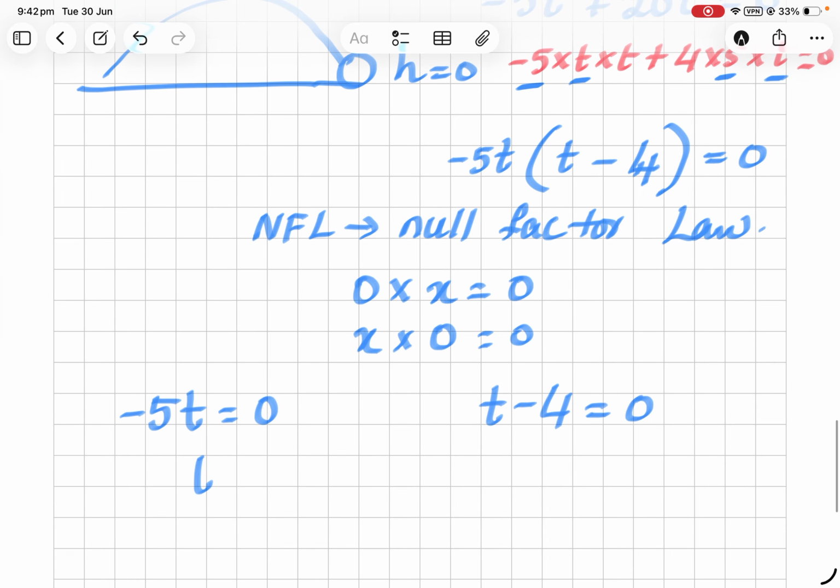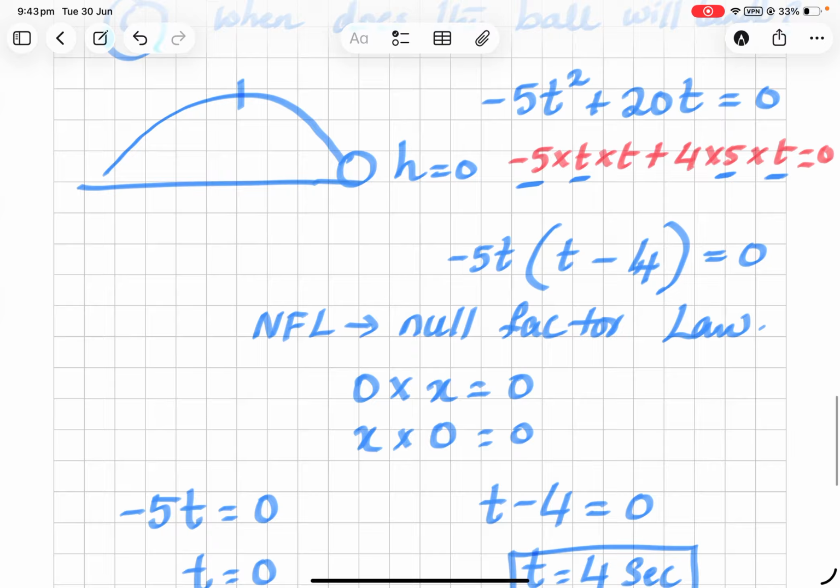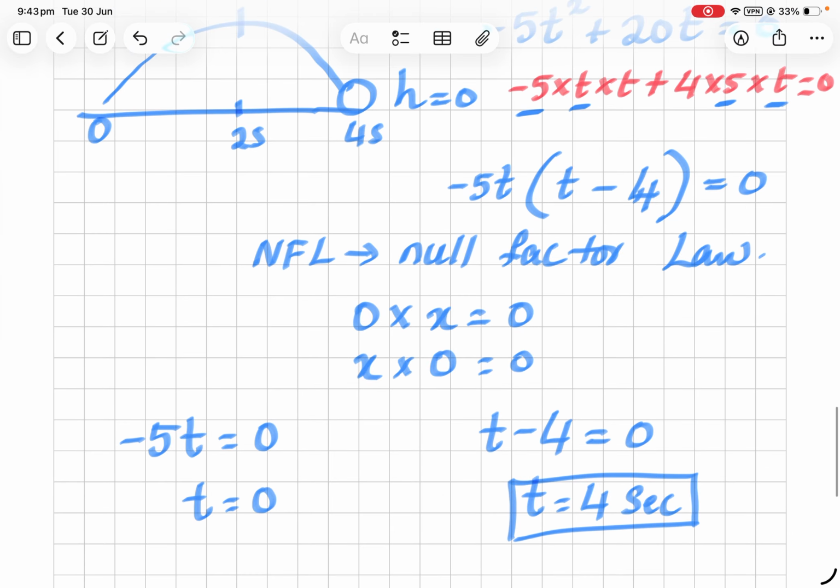So here you'll end up with t equals 0, the ball was on the ground, ignoring the starting point. We don't want that. And here, if you solve this and take your negative 4 to the other side, it becomes positive 4. So in 4 seconds, the ball is again going to hit the ground. So it was at maximum at 2 seconds, and it's coming back to the ground at 4 seconds.